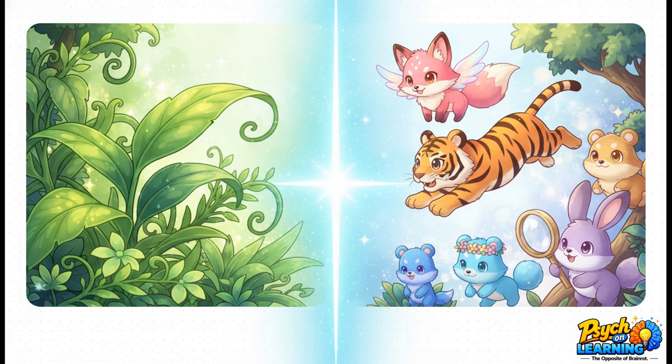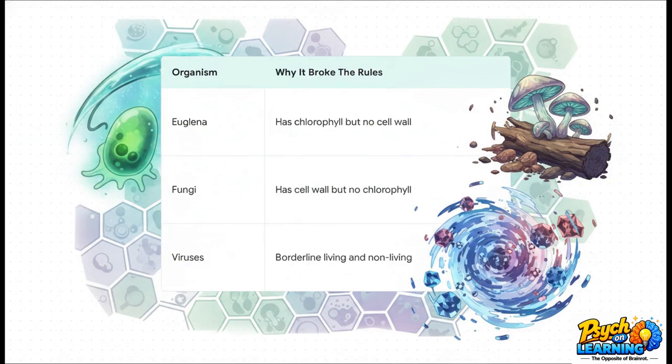It seems super simple. If it's green and doesn't move, it's a plant. If it runs around, it's an animal, right? Well, actually, not exactly. Enter the rule breakers. Nature's tricky, and scientists soon realized that some organisms completely broke this simple two-kingdom system. Let's check out a few of these anomalies.